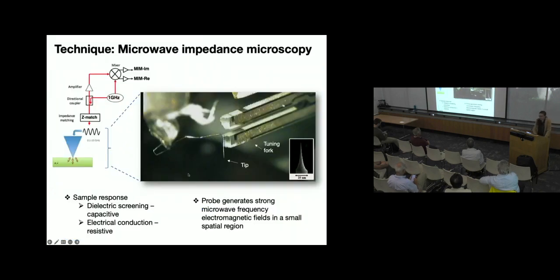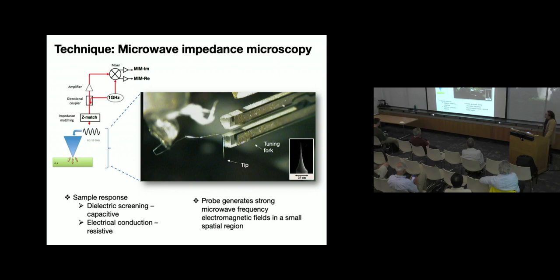Okay, so the microscope consists of a very sharp metal needle, which you can see here, which we scan over the surface of a material. We can shine microwaves down to this tip via an impedance matching network, and then we can read out the real and imaginary parts of the reflected microwave signal. And so this probe generates very strong microwave frequency electromagnetic fields in a very small spatial region, and MIM effectively is measuring the response of the sample to these high frequency fields.